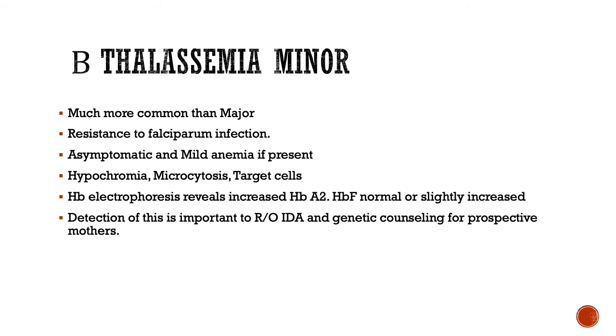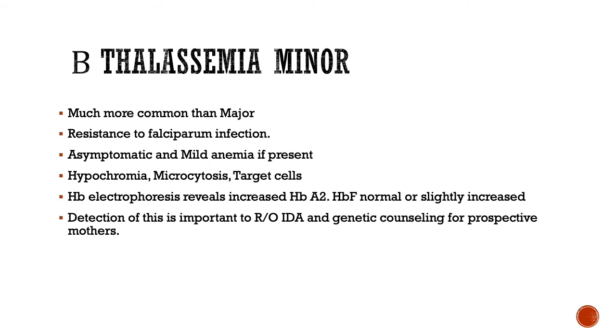Beta thalassemia minor is much more common than the major. They have resistance to falciparum infection. They can range from asymptomatic, and they can have mild anemia. Microcytic hypochromic RBCs are seen. Target cells are seen in the peripheral smear.